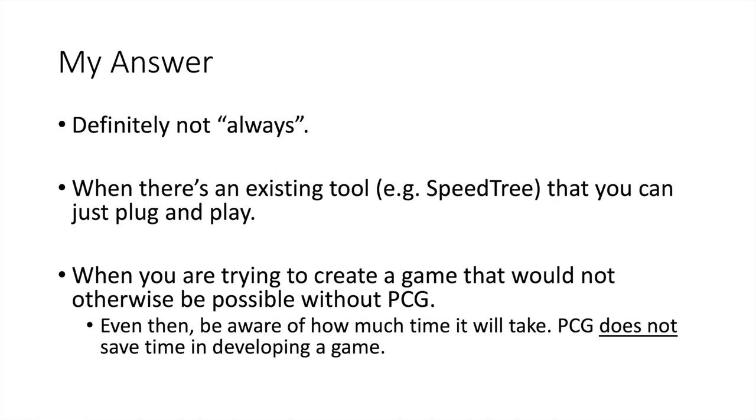PCG does not save time in developing a game. It just shifts where that time is spent. Instead of spending time iterating on content, you are iterating on a generator. Now, this ends up taking more time because you have to come up with a generator, generate a whole bunch of content to see how it's doing, think, oh, maybe I need to make this change to fix the output content, go back to the generator, make the change, generate a whole bunch more content, see if it actually fixed it or not, go back, et cetera. It can take a very long time.